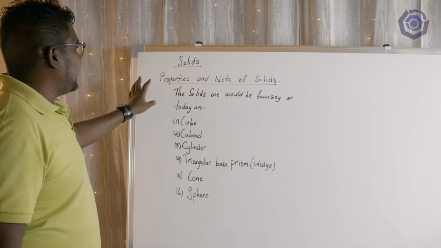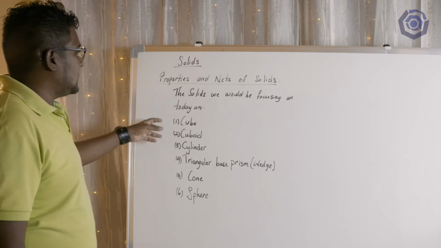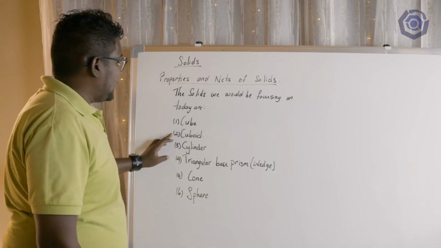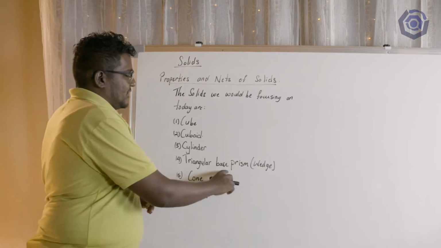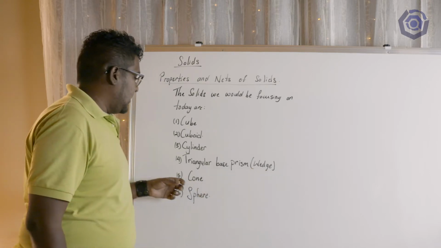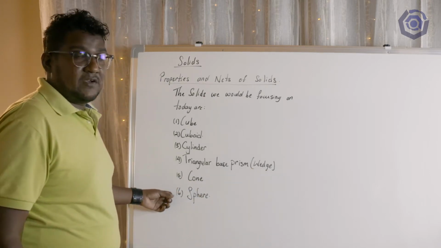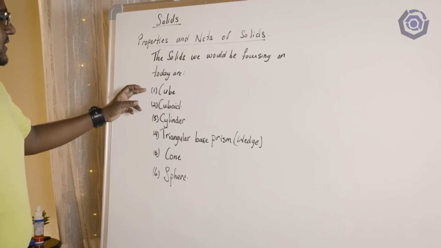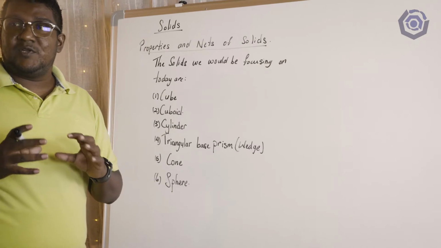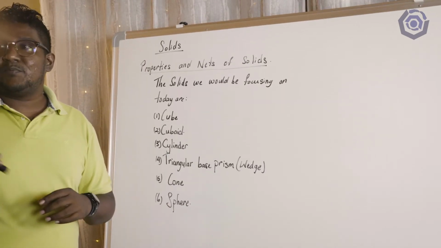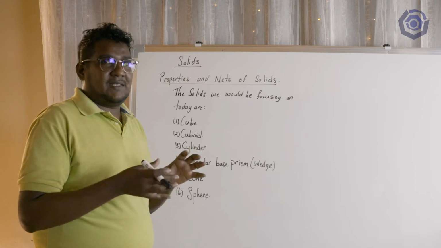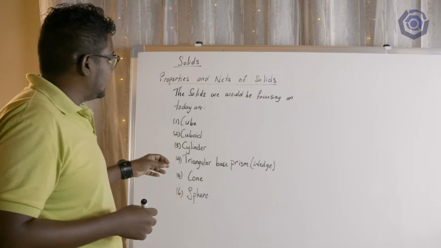In today's lesson, we will be focusing on the properties and nets of the solids. Some of the solids we will be focusing on today are the cube, the cuboid, the cylinder, the triangular base prism, or we call it the wedge, the cone, and the sphere. Now we're going to go into each one of these shapes. We're going to give you a diagram of what the shape looks like, and state the properties of each shape, followed by the net, using the net to make each one.